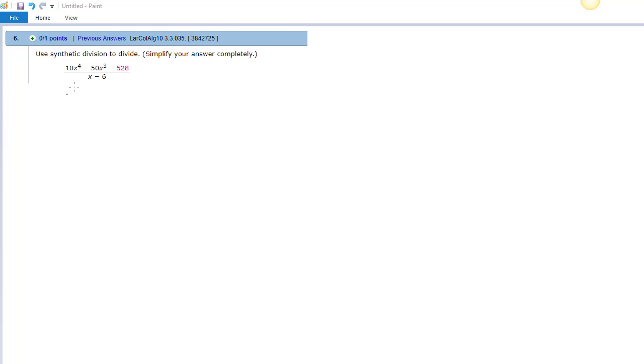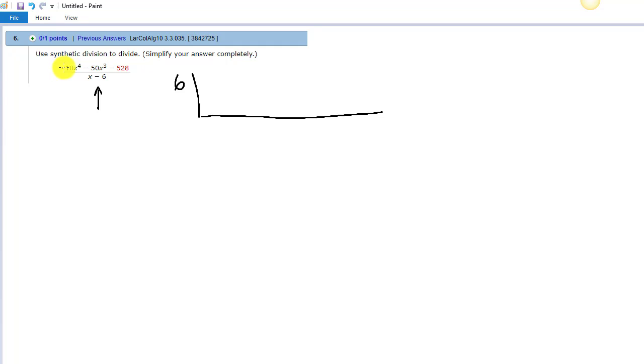All right, so we're going to use synthetic division to divide here, and this is going to result in a remainder. So remember, when you divide using synthetic division and you divide by x minus 6, that means that you put a positive 6 on the outside of your synthetic division.